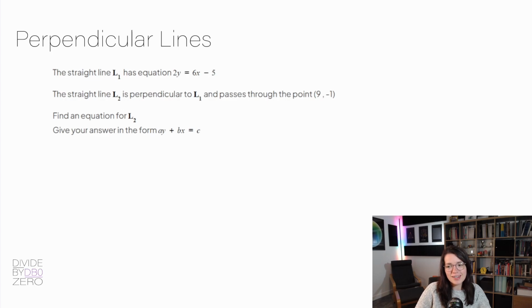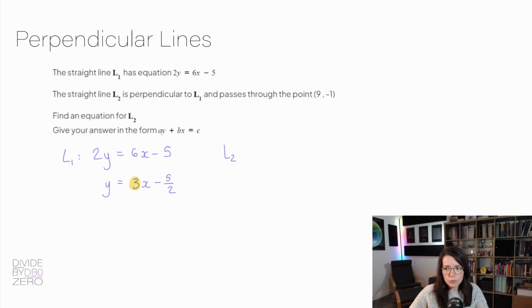Second example: the straight line L1 has equation 2y equals 6x minus 5. The straight line L2 is perpendicular to L1 and passes through the point (9, -1). Find an equation for L2, and this time give your answer in a specific form, ay plus bx equals c. We'll worry about that final form at the end. For now, the starting point is looking at that equation L1, 2y equals 6x minus 5. Again, it's not really in a useful format for figuring out what the gradient is, so let's divide everything by 2. That way we'll get y on its own, and we can then see that the gradient is 3.